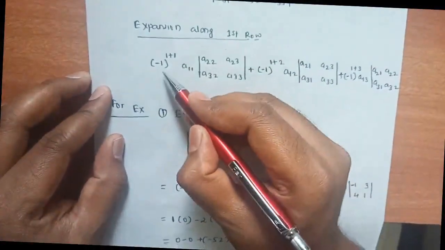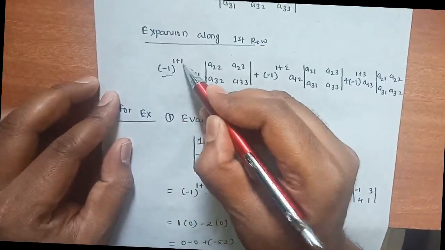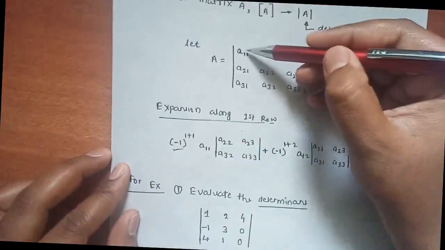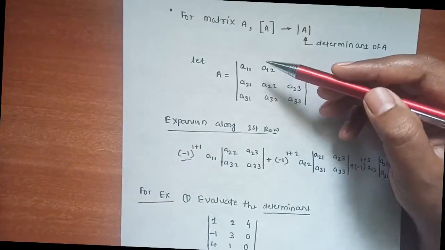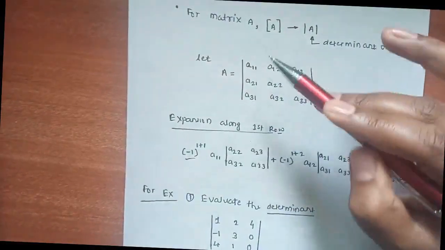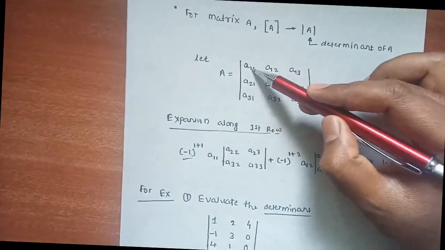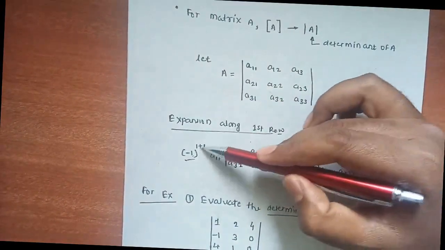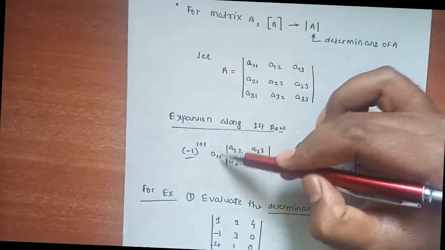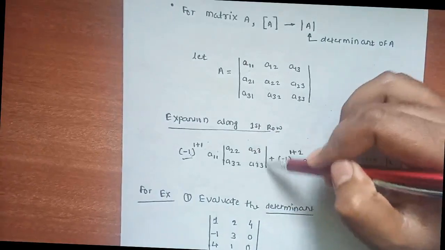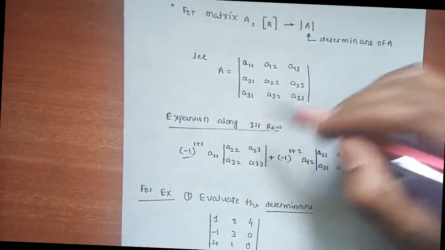The way we can expand: minus 1 to the power of 1 plus 1. I am expanding the determinant along the first row. The first element is 11, so this minus 1 is going to be the same: minus 1 to the power of 1 plus 1, since it is first row and first column, into the element A11, determinant of.